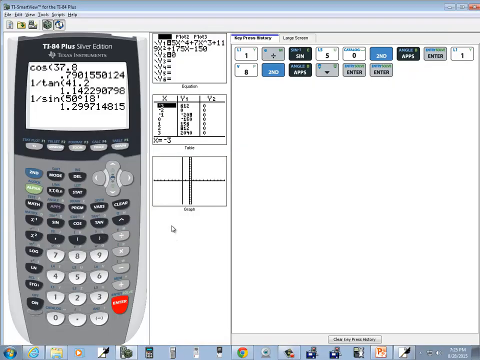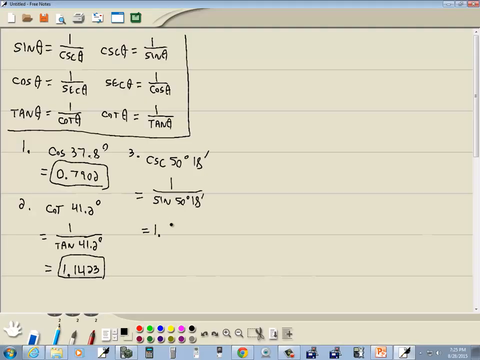So the answer here at 4 decimal places will be 1.2997. And those are going to be our first 3 answers.